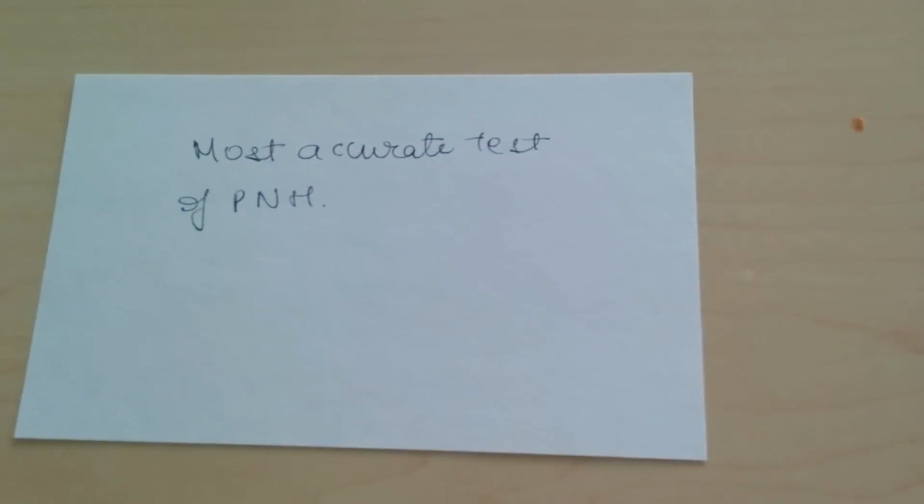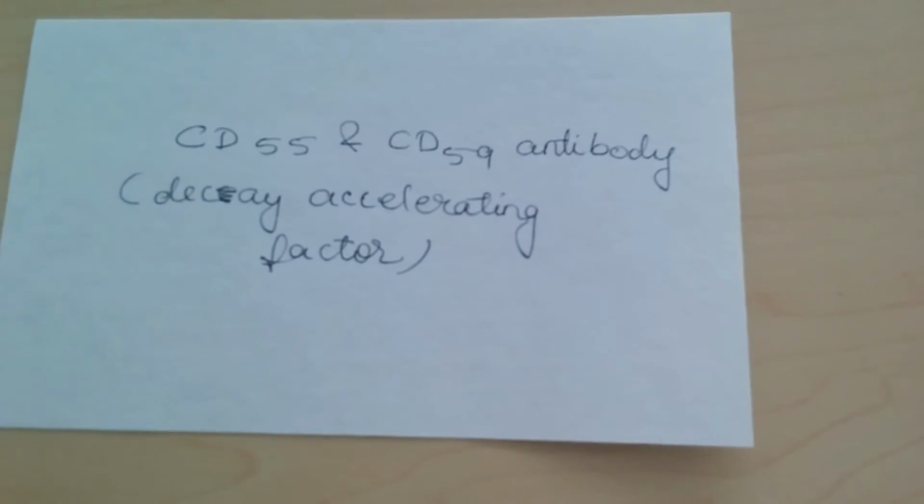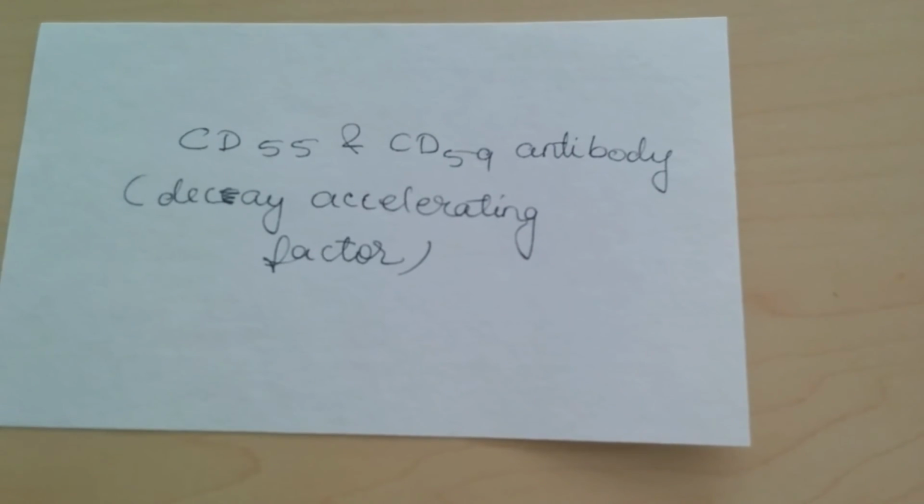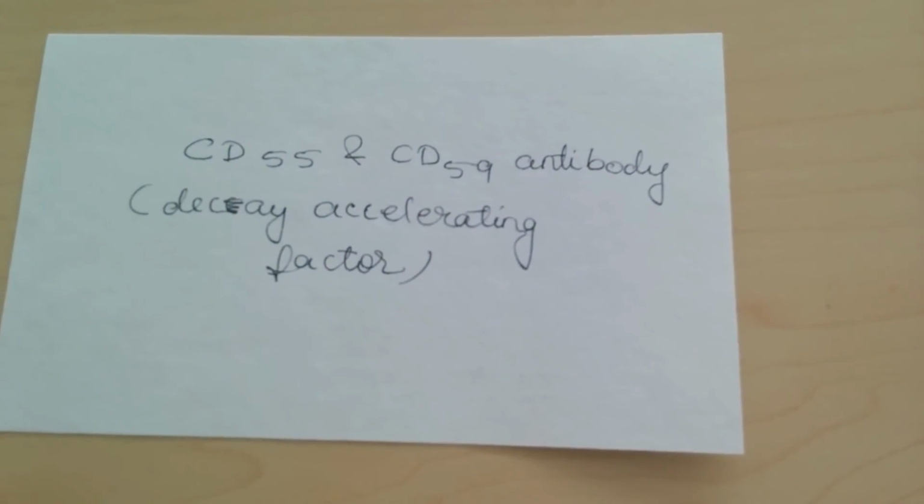What is the most accurate test for PNH? And the answer is CD55 and CD59 antibody, which are also called decay accelerating factors.